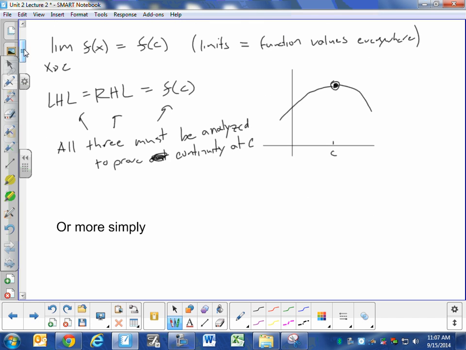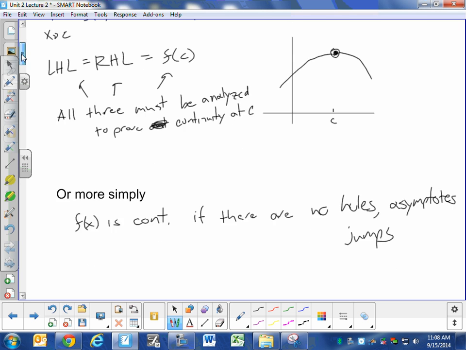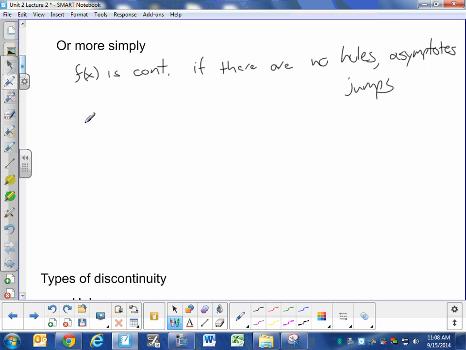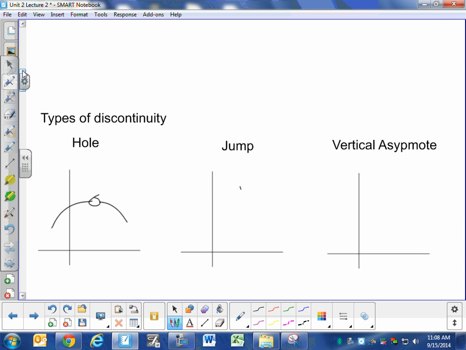Now, more simply, a function is continuous if it has no holes, no jumps, or no asymptotes. I'll put CONT for continuous. Sorry for being messy there. Holes, asymptotes, or jumps. Now let's look at what jumps, holes, and vertical asymptotes look like. A hole looks like that. A jump will look something like this. A vertical asymptote will look like this.